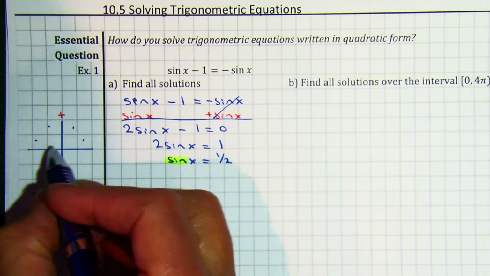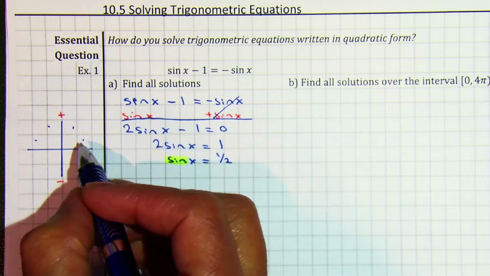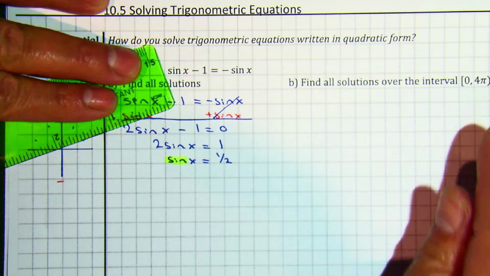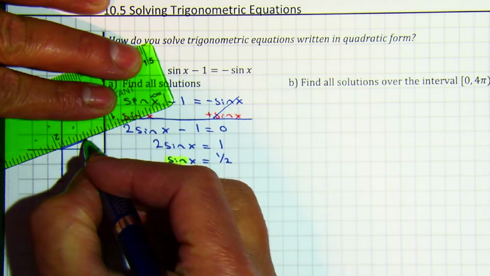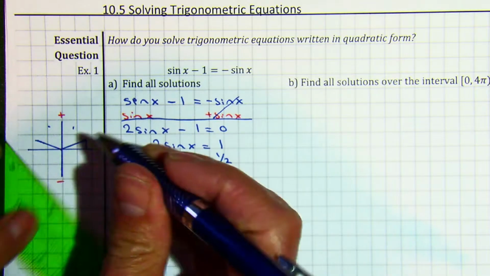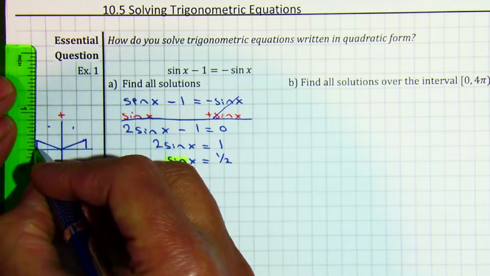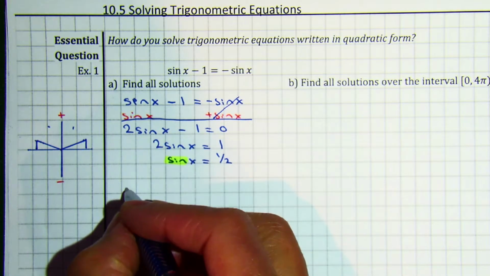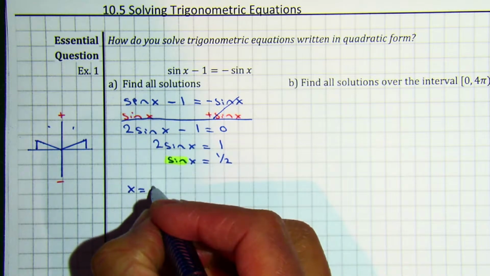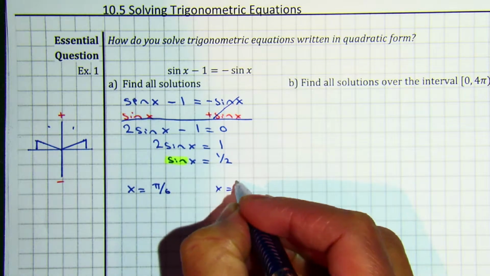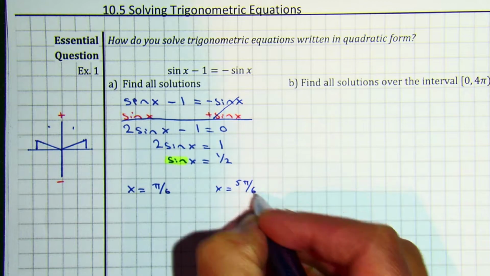So therefore it has to be pi over 6. And remember that we are working with radians. So 30 degrees, which is pi over 6, and 5 pi over 6, which is 150 degrees. So therefore my solution is x equals pi over 6 and x equals 5 pi over 6.